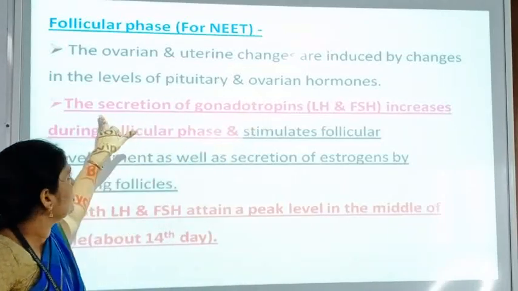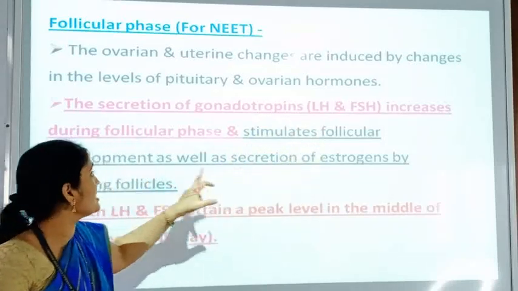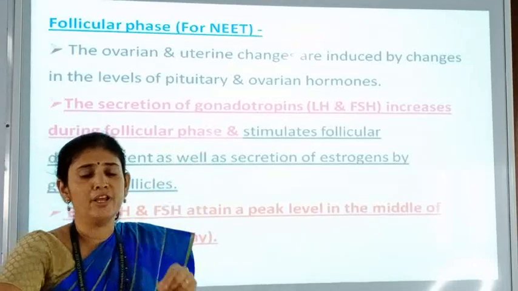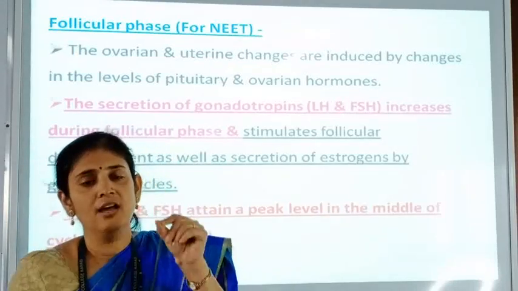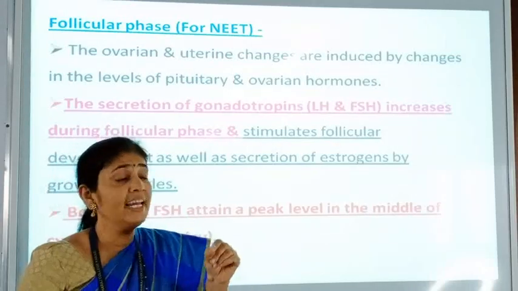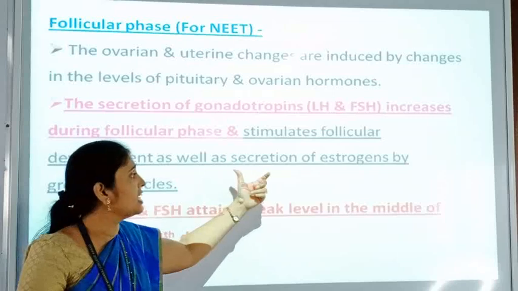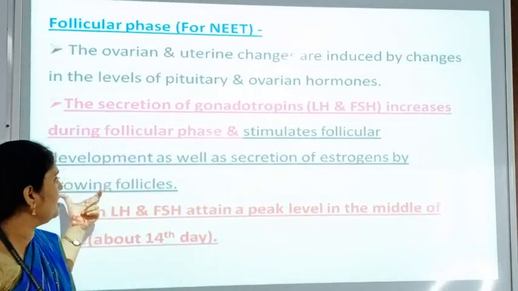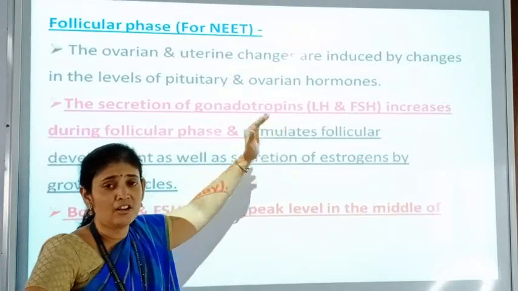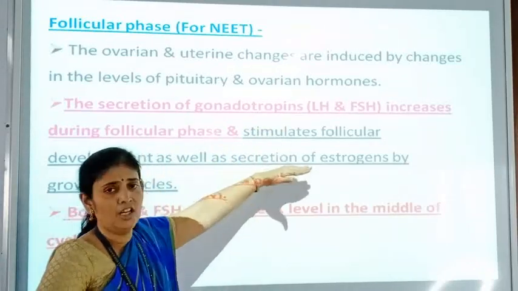So here the secretion of gonadotropins, that is LH and FSH, increases during follicular phase. That we have to remember, during follicular phase the level of FSH and LH is going to be increased and it stimulates the follicular cells as well as secretion of estrogen by the growing follicles. So these hormones FSH and LH are also stimulating the follicular cells to secrete the estrogen.